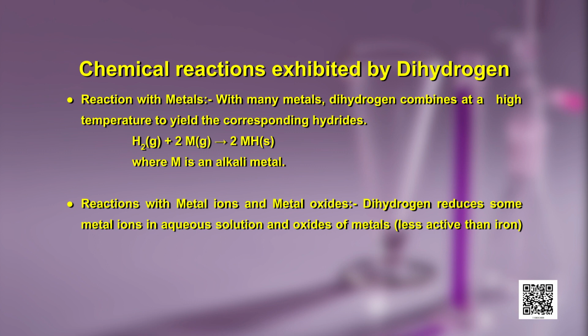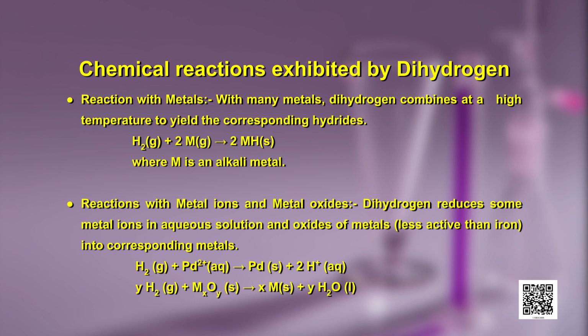Dihydrogen reduces some metal ions in aqueous solution and oxides of metals which are less active than iron into their corresponding metals, and the reactions involved are H2, and here we have taken the example of palladium ion, which is getting reduced to Pd solid, and we are getting 2 H+ in the aqueous solution. Similarly, we have represented the oxide of the metal by MxOy, which is a solid, and its reaction with dihydrogen, that is y H2, gives us the metal again in the reduced state.